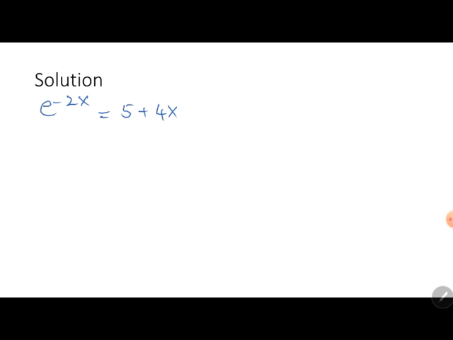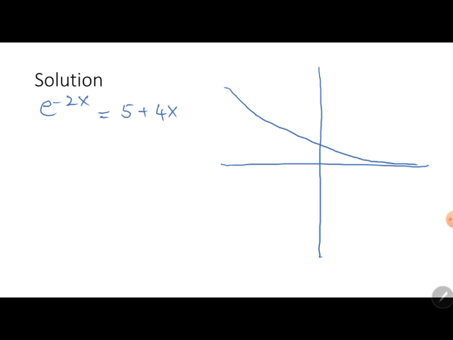So graphically, that means we have to draw the graph. Excuse my graph here, you should have a better looking one. Here's your exponential graph. Label your graph, y equals e to the negative 2x. Label your axes, and then you have one more linear graph, with 4x, with positive 4 as the gradient. It should be linear.